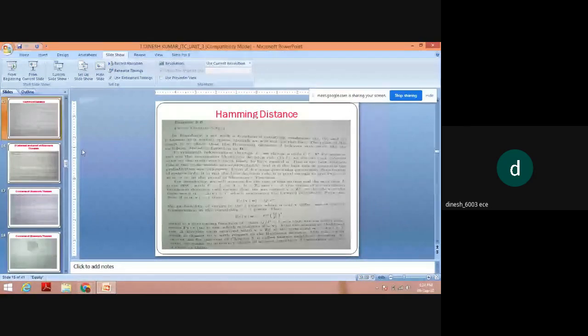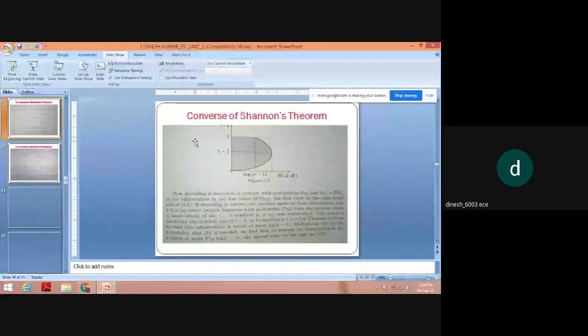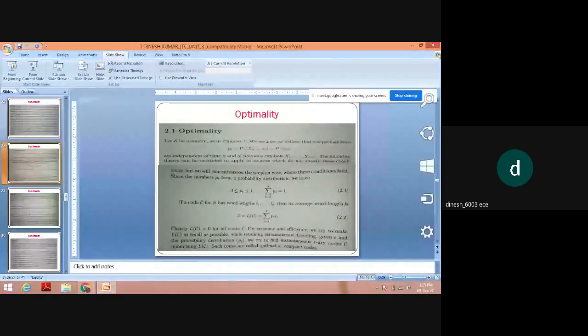After completing Hamming distance, we'll go for Shannon's theorem, then converse of Shannon's theorem, then followed by some comments on Shannon's theorem, then the second half of the chapter, which we call optimality. Okay, that we'll see after completing Hamming distance.